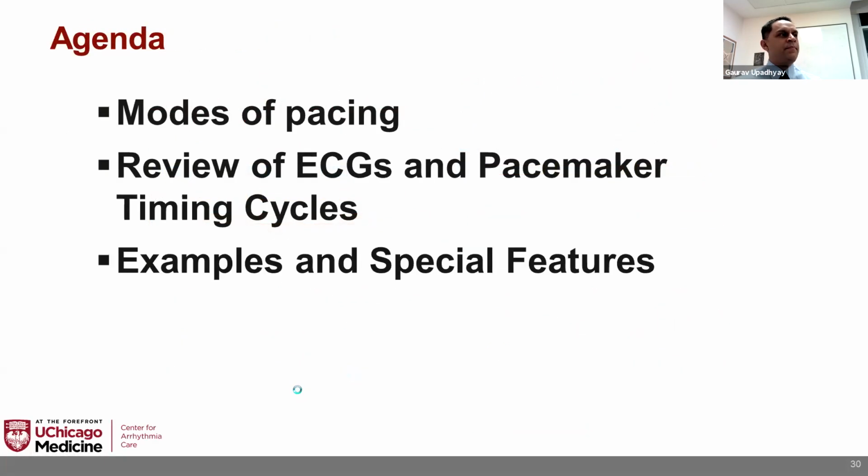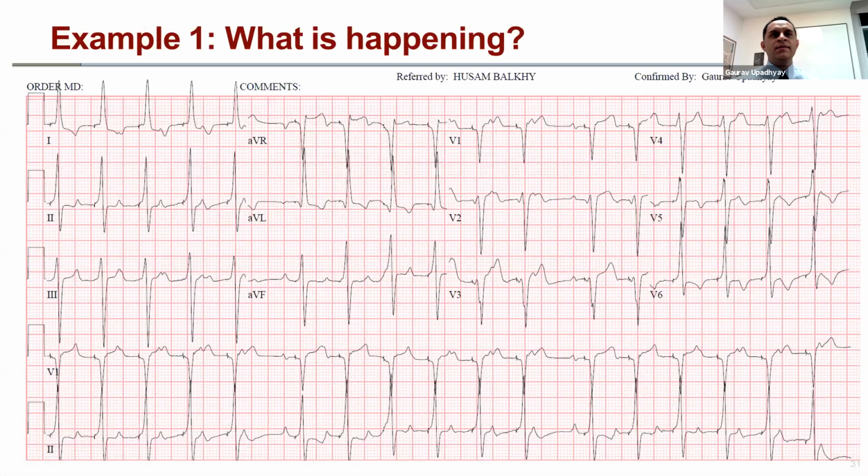So let's do some examples in sort of our last 3 minutes. And some of these are variations on a theme. So you may have seen variations of these before. Anyone want to try to take this one here? So this is a patient who has a pacemaker, is on telemetry. No specific complaints.